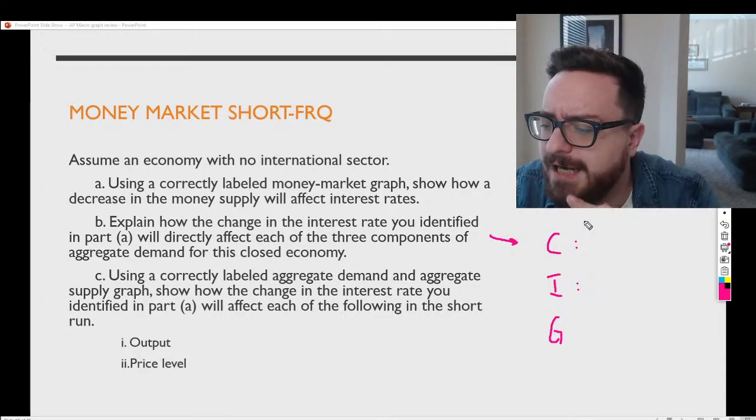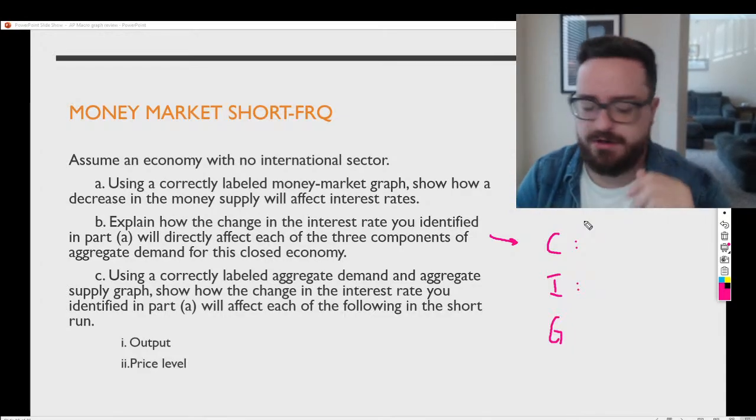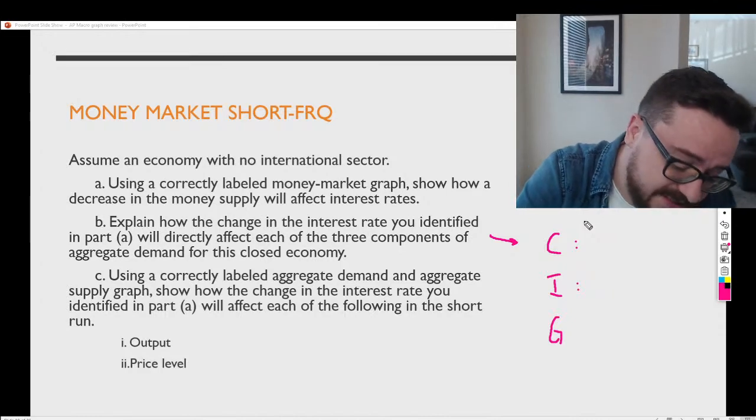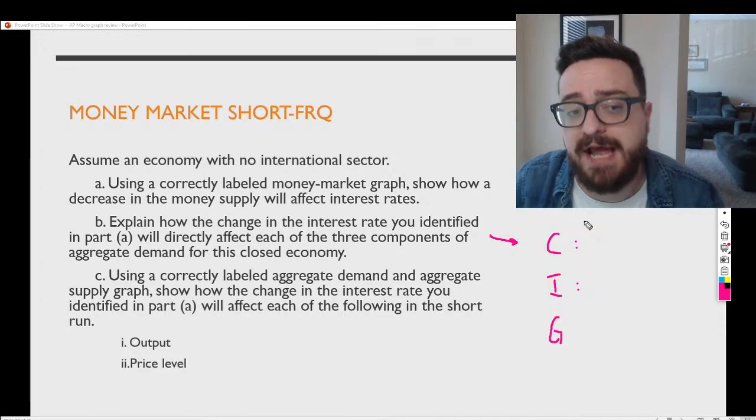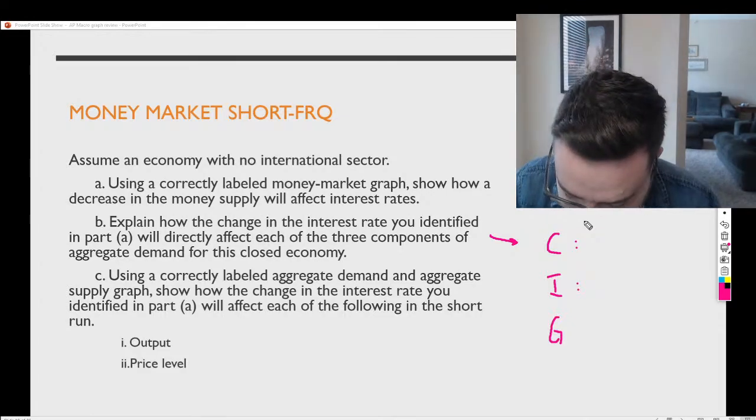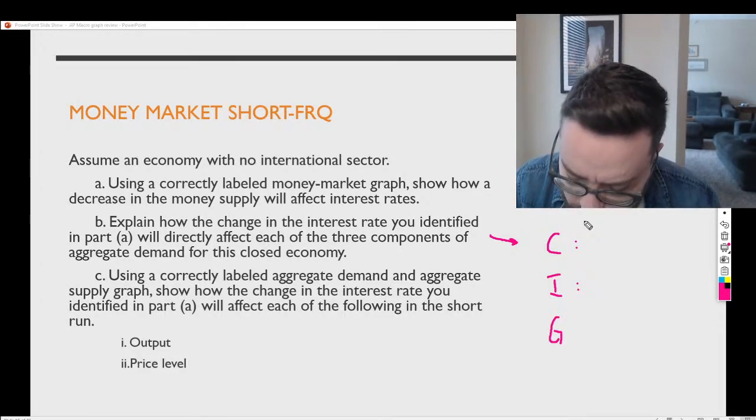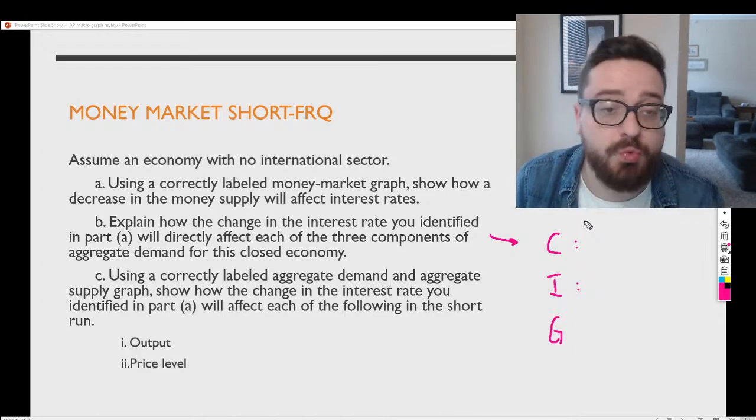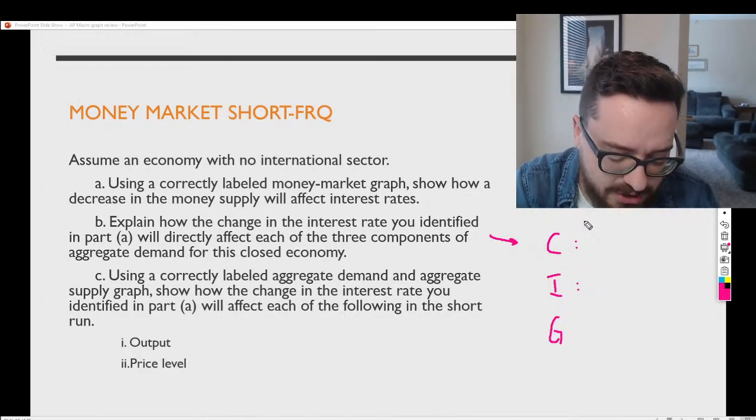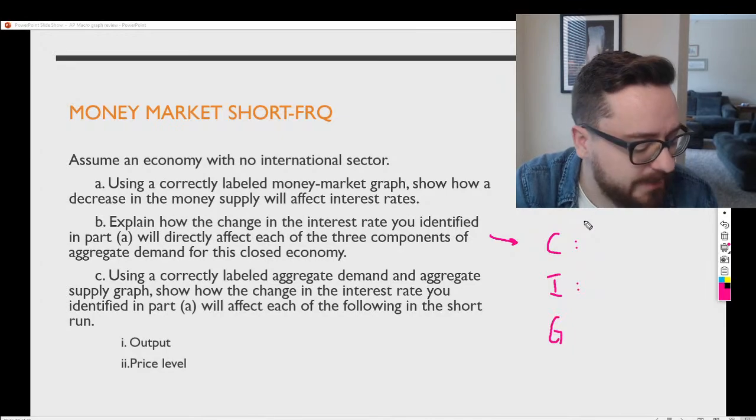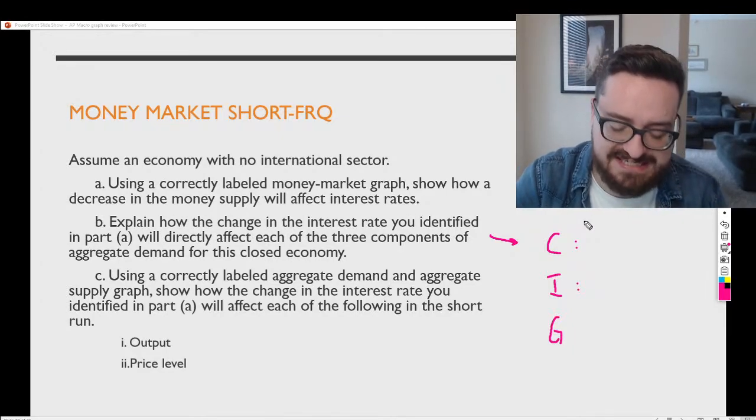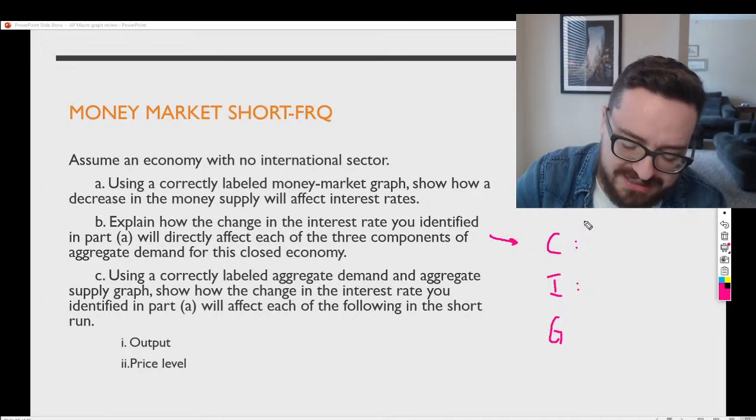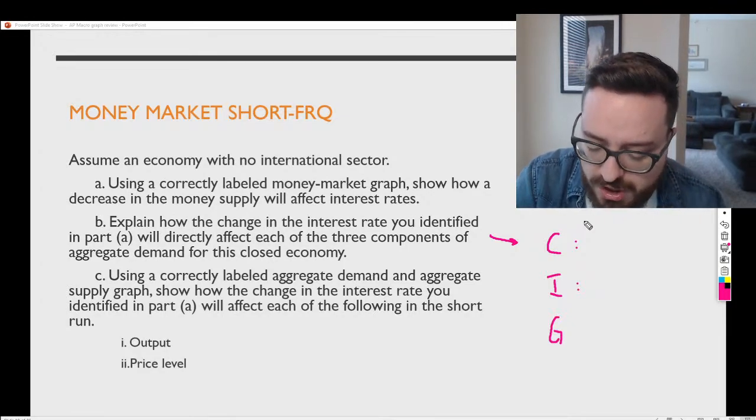Okay? And then using a quickly labeled aggregate demand and aggregate supply graph. It doesn't tell me to draw LRAS, and it also doesn't tell me if they're at full employment or not. So I don't actually have to draw LRAS. You will draw LRAS if they tell you that this economy is at full employment, if they are in a recession, if they are in an inflationary gap.